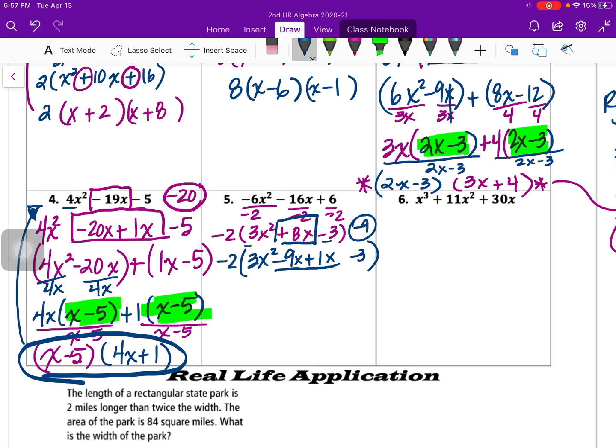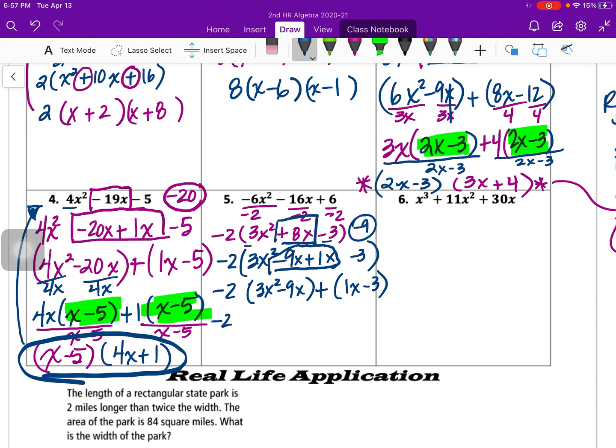Okay, so again, you can see that this and this are the same. So I didn't change the value at all. So let's go ahead and start, excuse me, factor by grouping. So we would have times 3x squared minus 9x. And then we have over here 1x minus 3.